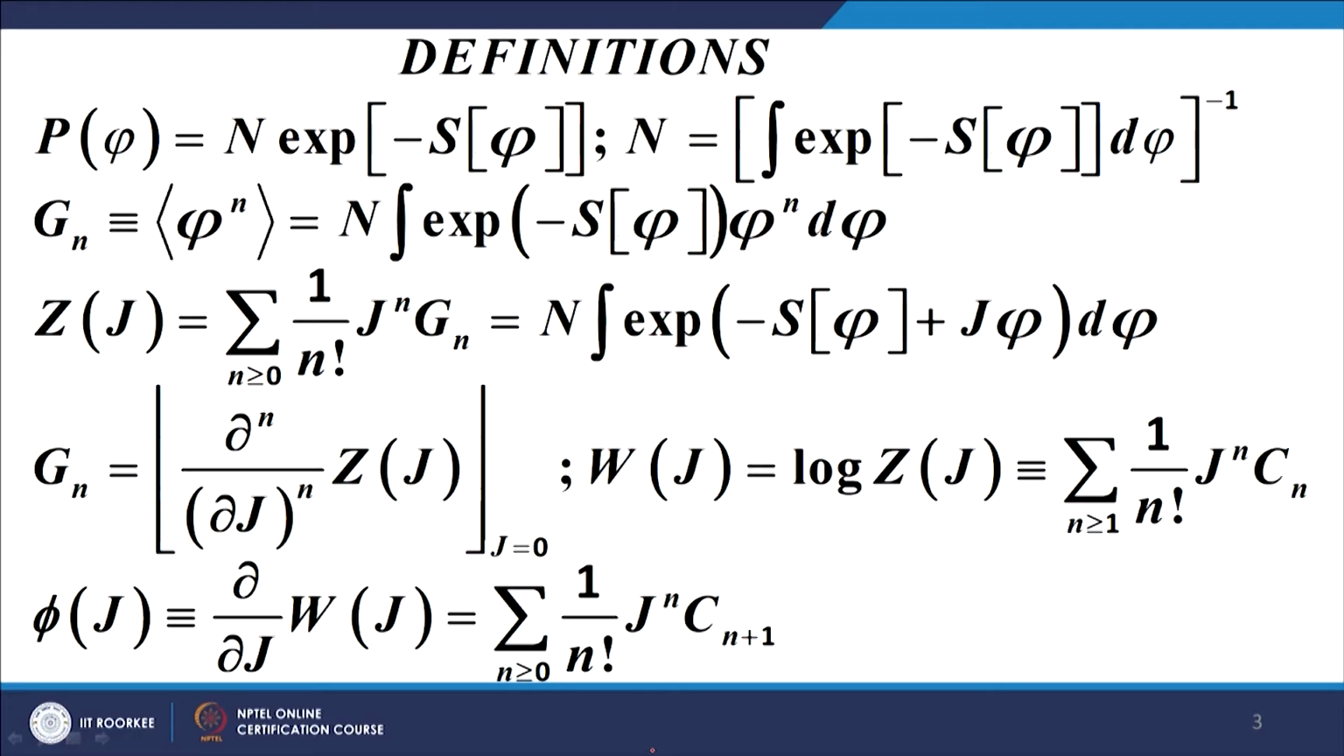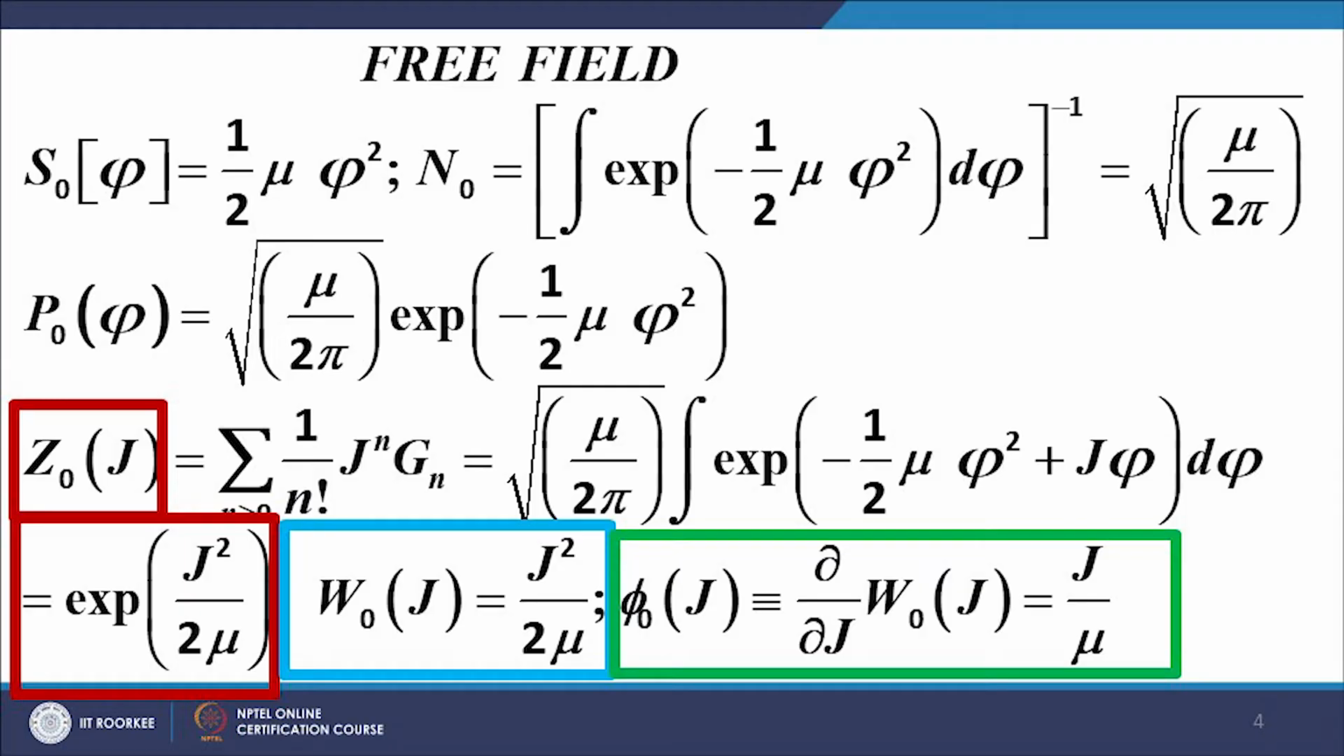The path integral or the generating function of the green functions is given here, and also how to extract the green functions from the path integral by taking successive derivatives is also here. We also have the expression for the generating function for the connected green functions as log Z of J, and we also have here the expression for the field function, which is the first derivative of the generating function for the connected green functions.